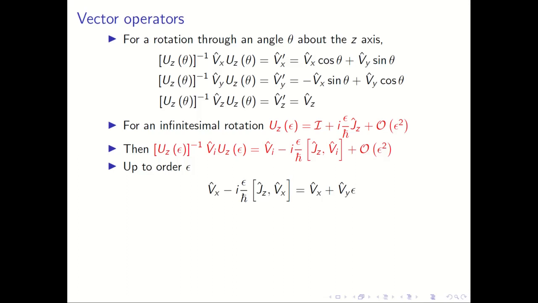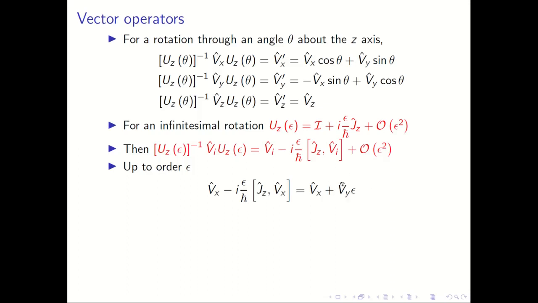And if we use that, in particular Vx prime, which according to this formula is Vx minus the first order correction i epsilon by h bar, commutator of Jz with Vx, this must be equal to what Vx becomes, that is Vx times 1 plus Vy times epsilon. And it's trivial to see that this can only be correct if you consider this term here to be exactly equal to Vy epsilon.